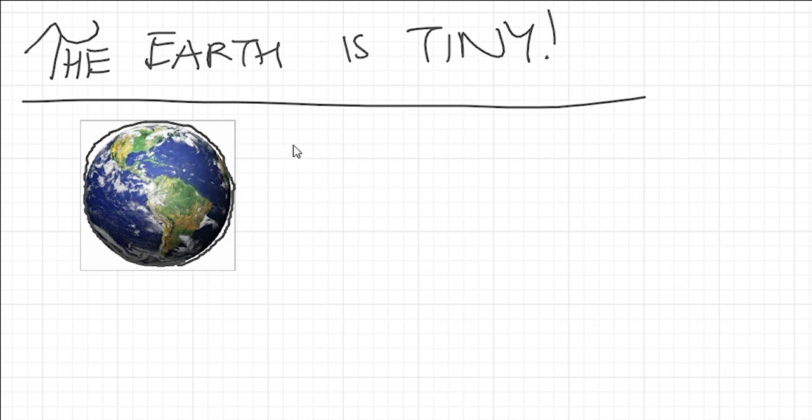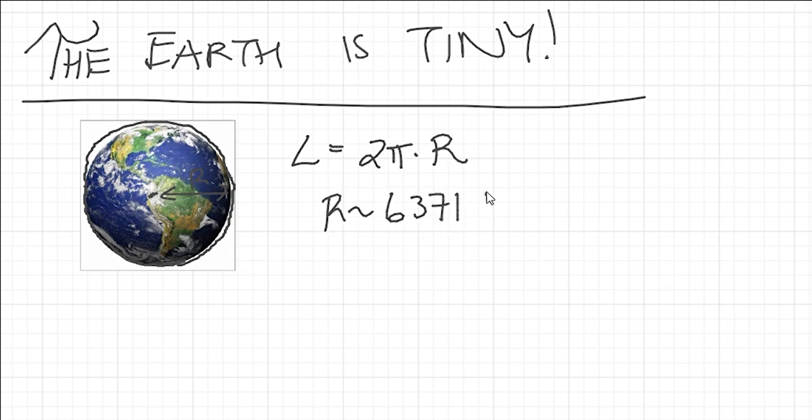So what is the length of this rope, L? Well, it's just going to be 2 times pi times capital R, where R is the radius of the Earth. And it turns out that R is something like 6,371 kilometers, so 6,371,000 meters. Now we're going to take this rope and snip it, say here. So now we have one long piece of rope which has length L.